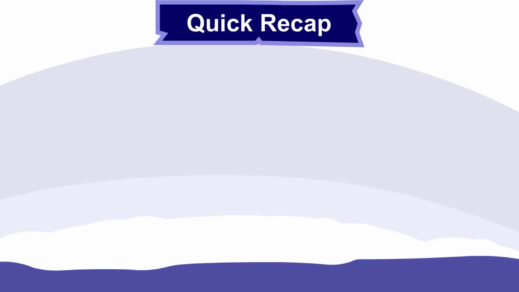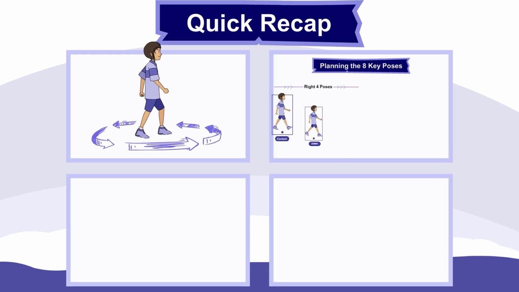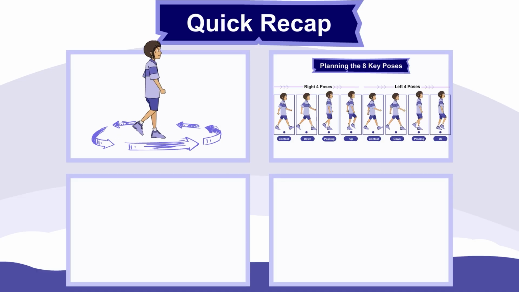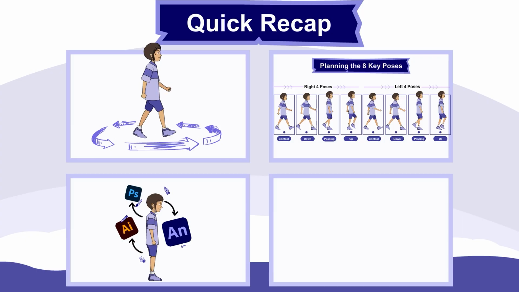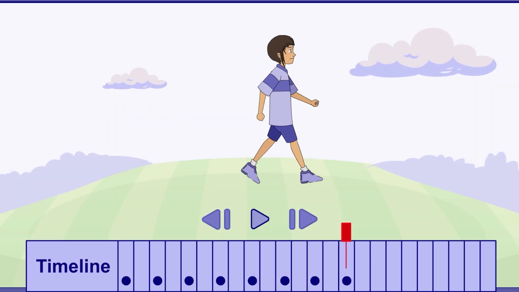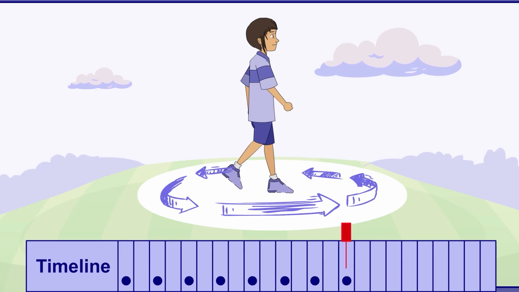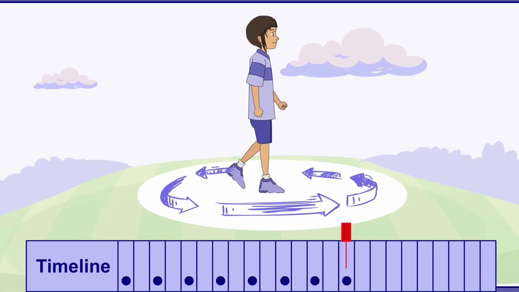Quick recap. A walk cycle is a repeat loop of poses. Today, we used 8 key poses to build a smooth cycle. You can draw your poses in Illustrator, Photoshop or directly in Animate. Onion skin is your best friend for frame-by-frame animation. And that's it for this video. Frame-by-frame animation teaches you so much more about motion, timing and body mechanics. And this simple walk cycle is just the beginning.